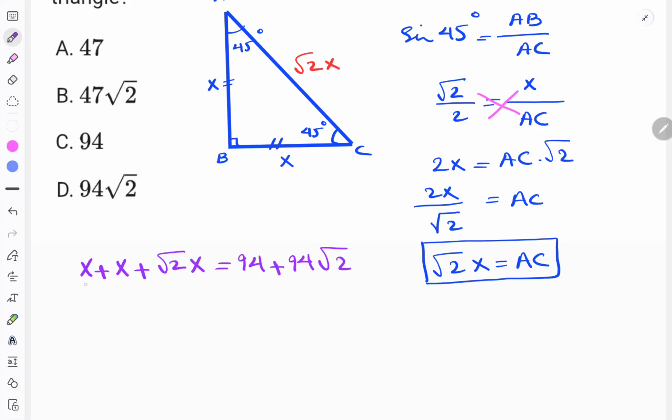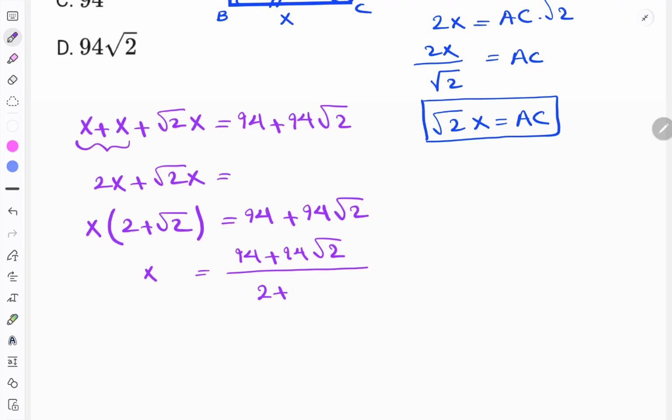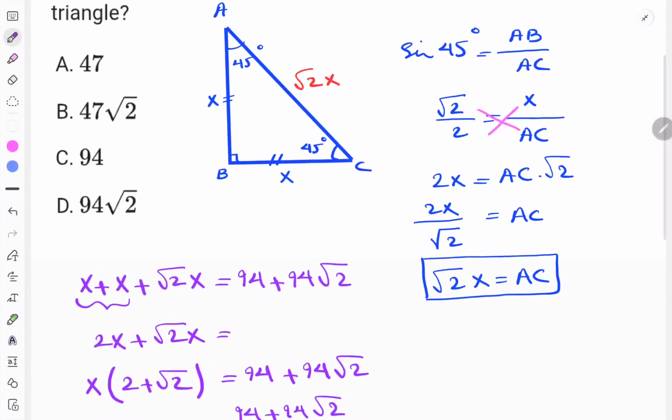Okay, and we have like terms for x, so I'm going to factor out x. Let me combine these two, x plus radical 2x, and then factor out x. And it should be 94 plus 94 radical 2. And x equals the right hand side over 2 plus radical 2. This is the value for x, but as you can see, there is no answer like this in our choices.